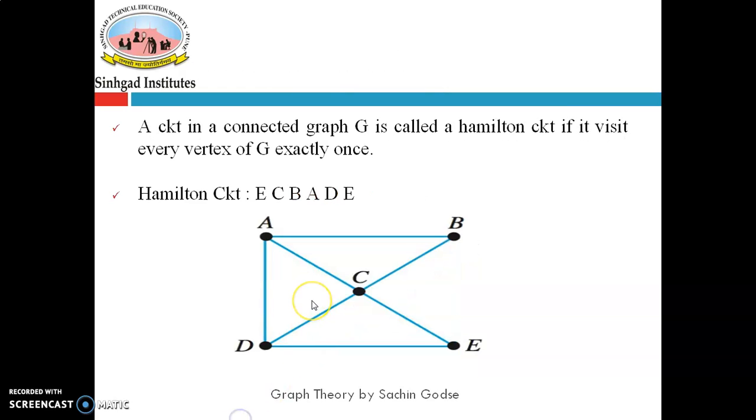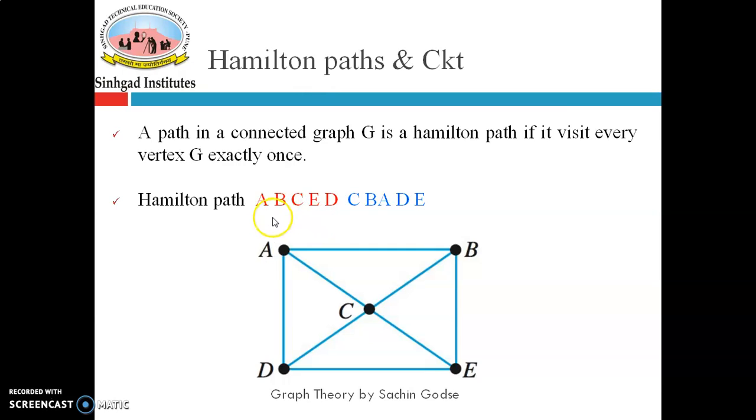So if you see, this is the graph that is given. The path is given as A, B, C, E, D. In this path, each and every vertex is visited exactly once. So this path, A, B, C, E, D, we can call a Hamilton path. In the second case, C, B, A, D, E, this is also a Hamilton path as each and every vertex is visited exactly once.